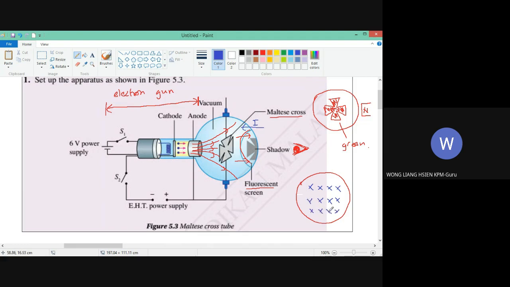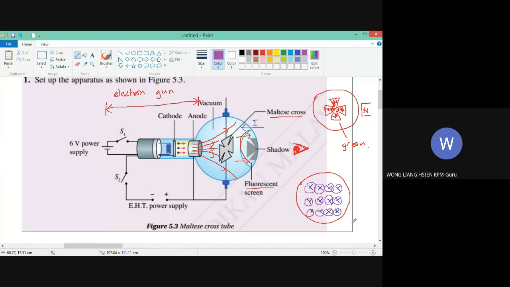Okay, this X represents the current going inwards, going away from you. And when there is current, that means the current will produce a magnetic field. So let's say this purple color is the magnetic field. Magnetic field, magnetic field, magnetic field. Okay, the current produces a magnetic field.